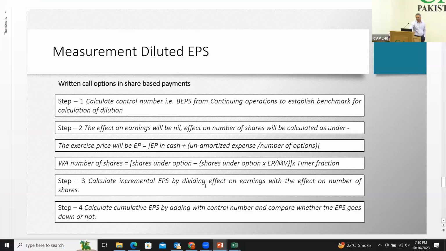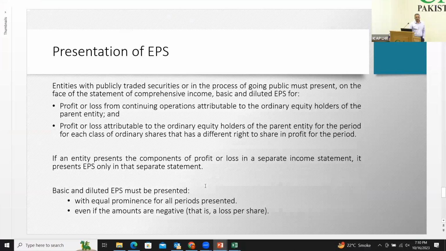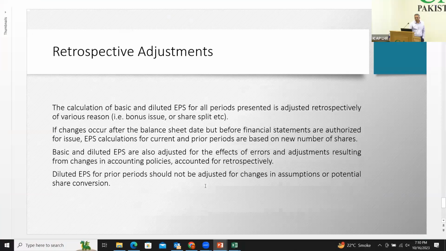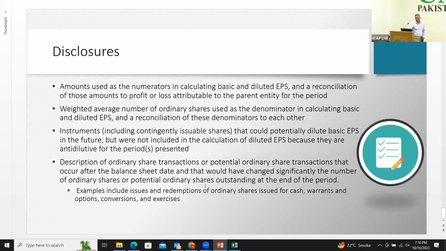Okay, next we have presentation. It must be presented on the face of the profit or loss, both basic and dilutive, with equal prominence. And in case of bonus issue, rights issue, or split or consolidation, you have to give retrospective effect. Or if there is any adjustment under IAS 8, rectification of error, or change in accounting policy, again you will go retrospective and change basic EPS and dilutive EPS. Okay, that's it. Thank you.